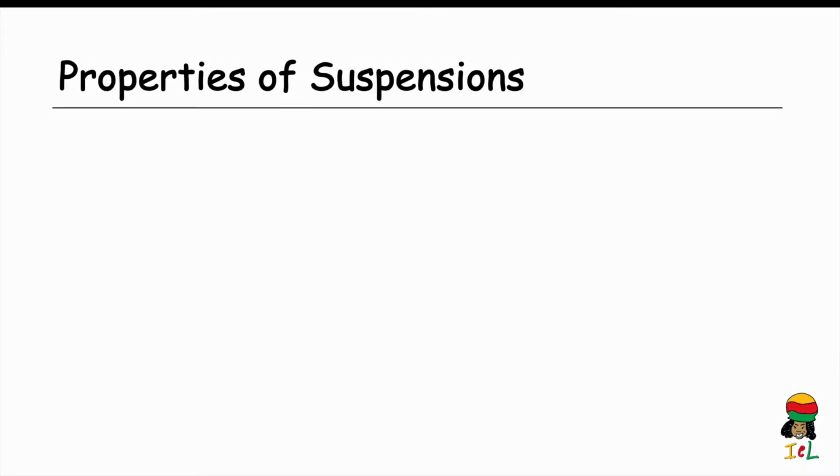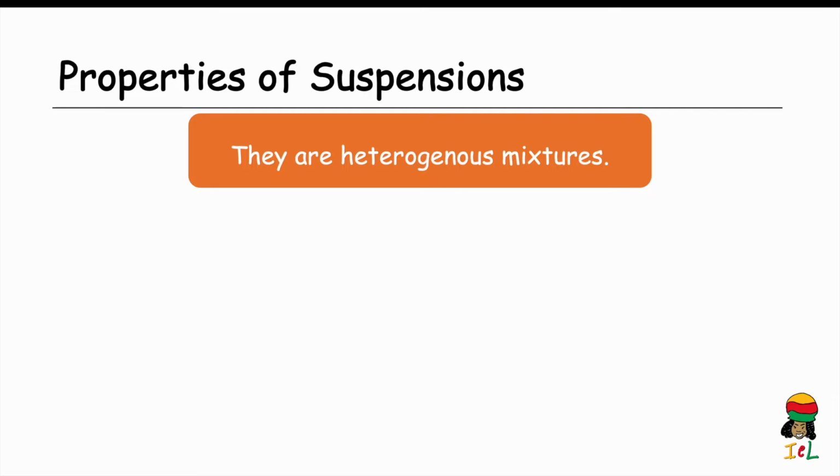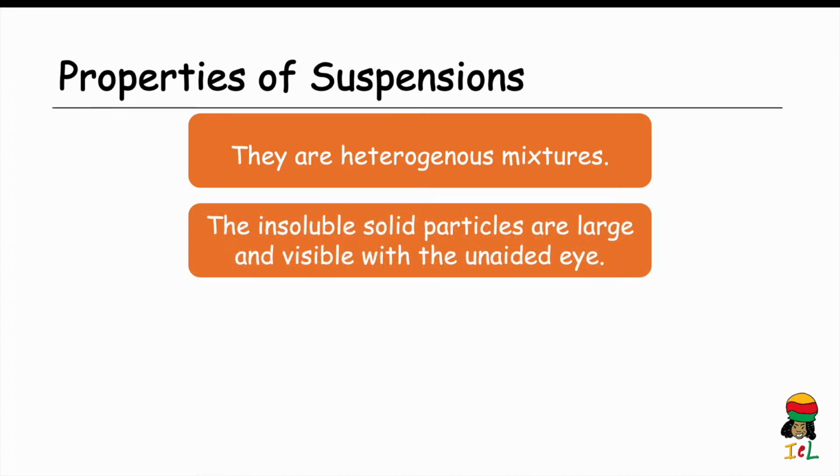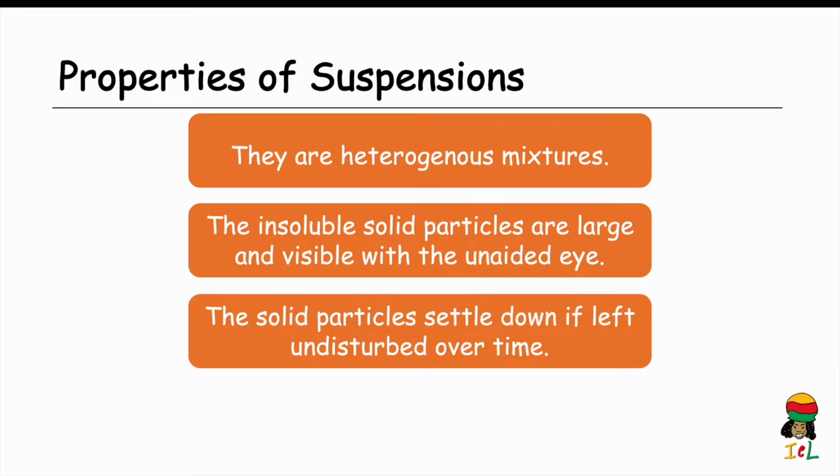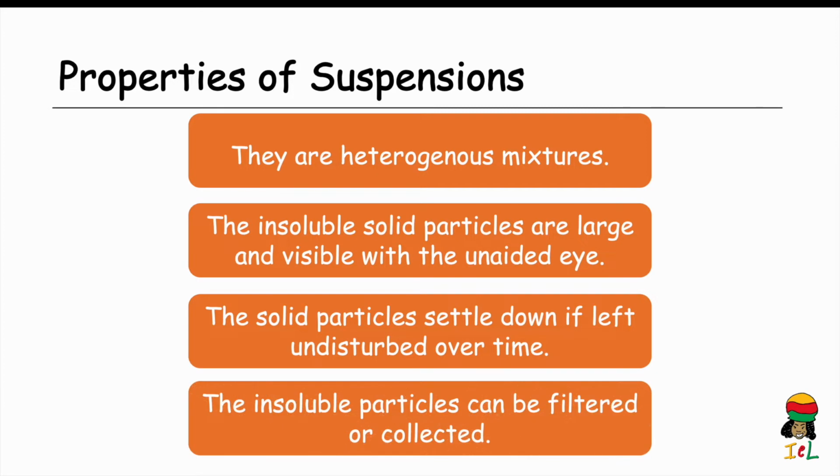Next, we can examine the properties of suspensions. Suspensions are heterogeneous mixtures, which means that all the components of the mixtures are distinguishable from each other. Suspensions typically have large insoluble solid particles that are visible with the unaided eye. These insoluble solid particles are generally suspended in a fluid and they settle out if left undisturbed over time. The insoluble particles can be filtered or collected.